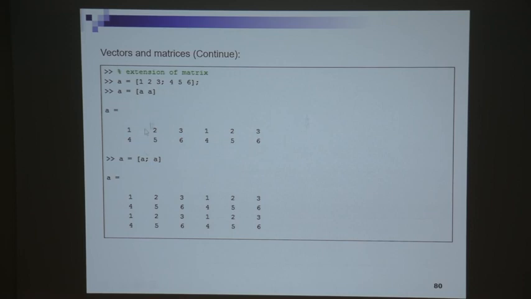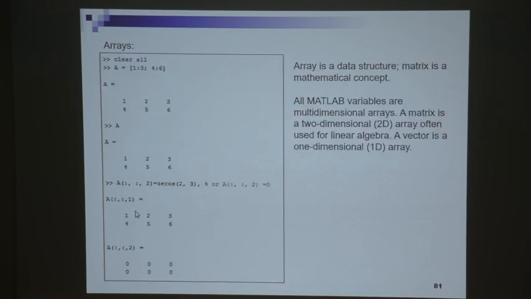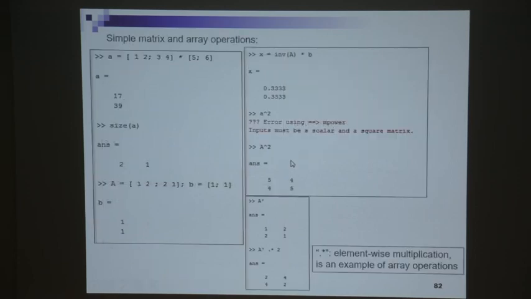And then you can do extensions of matrices. A matrix is a mathematical concept. An array is a data structure. So essentially, I have A as 1 to 3, 4 to 6, or A as 1, 2, 3, 4, 5, 6, which is an array. It's also a matrix. A matrix is a two-dimensional array often used for linear algebra. So there are some simple examples of matrix and array operation.